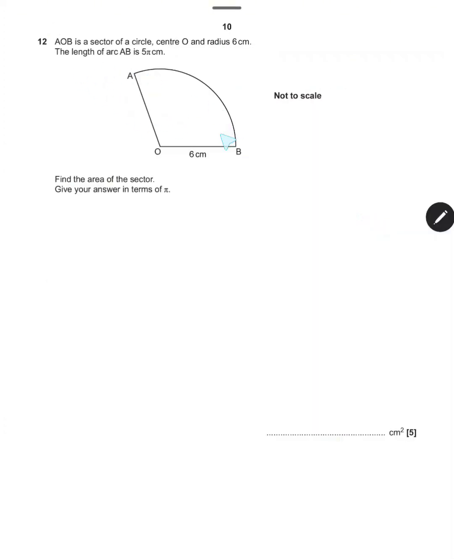In question 12, we've got part of a circle, the sector of a circle. That just means it's part of a circle. Centre O, radius is 6, and the length of the arc is 5 pi. So this here is the arc, and that we're being told is 5 pi. It says find the area of the sector and give your answer in terms of pi. Well, we can't find area yet until we've got this angle. We need to know how much of a circle we've got, and we're going to need that angle in order to do that.